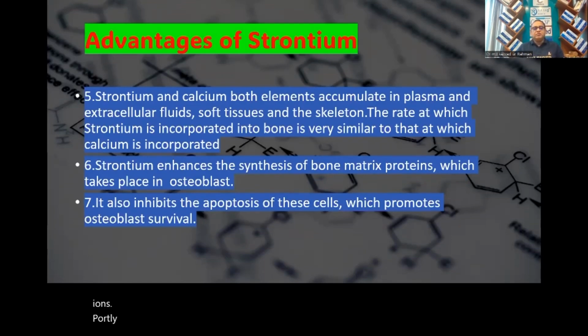Advantages of strontium: strontium and calcium, both elements accumulate in plasma and extracellular fluids, soft tissues, and the skeleton. The rate at which strontium is incorporated into bone is very similar to that at which calcium is incorporated. Strontium enhances the synthesis of bone matrix proteins, which takes place in osteoblasts. It also inhibits the apoptosis of these cells, which promotes osteoblast survival.